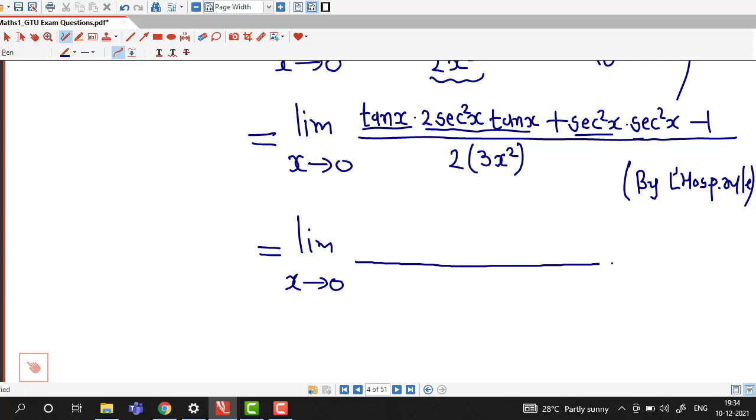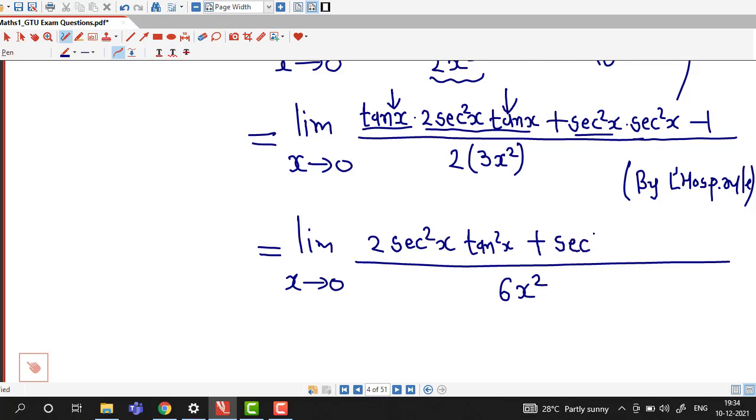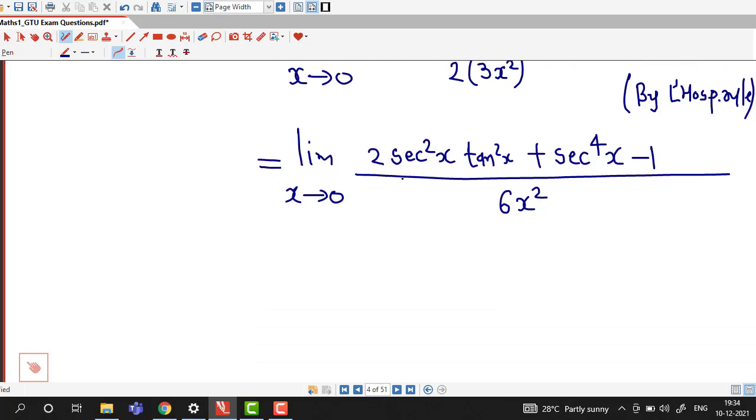So in the denominator we have 6 times x square. Here we have 2 times square of sec x into square of tan x, this tan x into tan x, plus sec raised to 4x minus 1. Now we again take x approaching 0 and we check what we obtain.